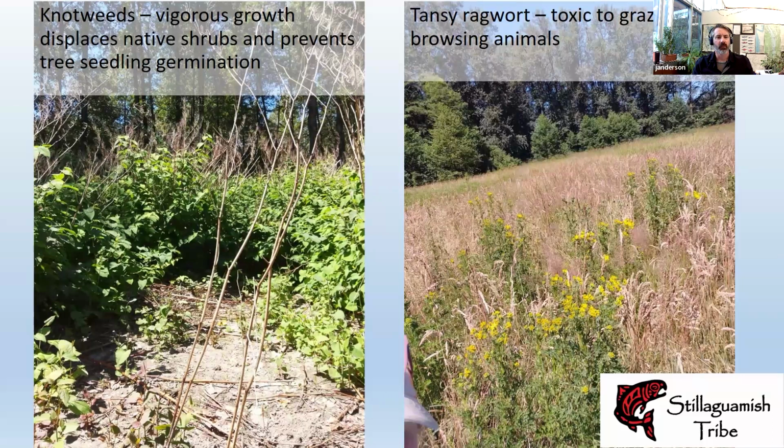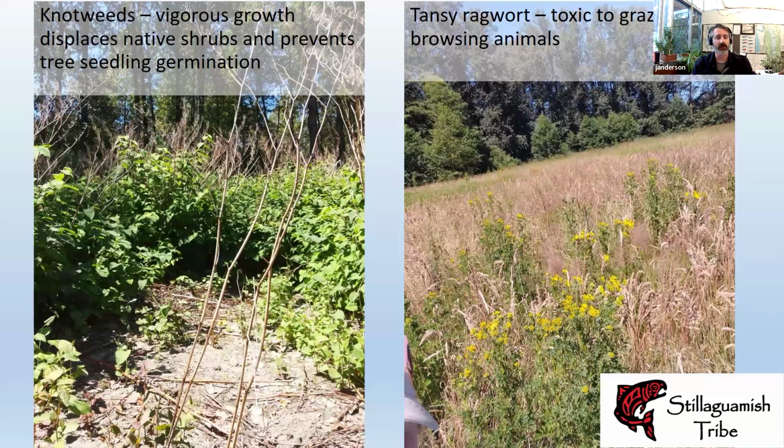I'd also like to talk quickly about tansy ragwort. Again, we know this to be toxic to livestock due to the presence of poisonous alkaloids. If animals eat it, it can cause liver damage. Now, it's unknown whether deer or elk eat tansy ragwort. However, this plant can displace native vegetation that deer and elk rely on for food. So what are we doing about it?